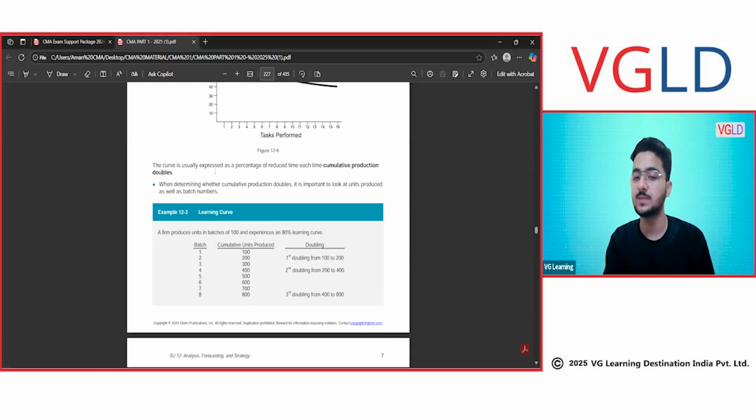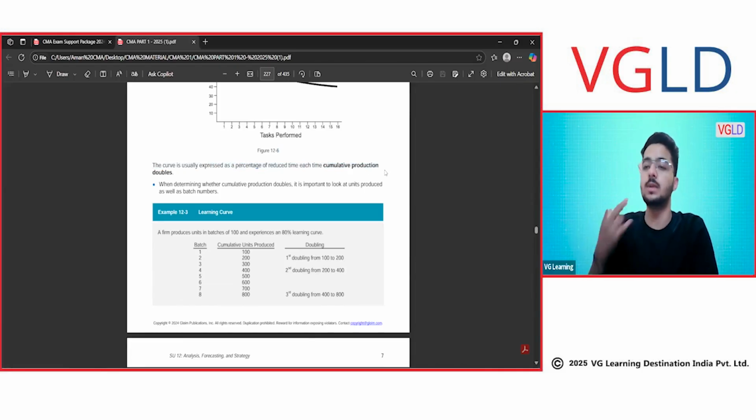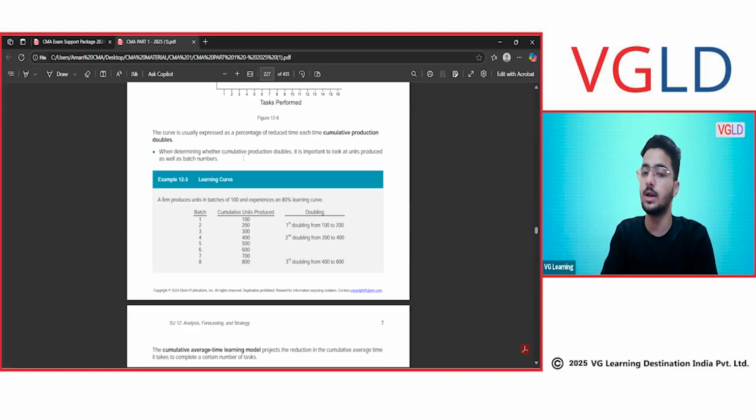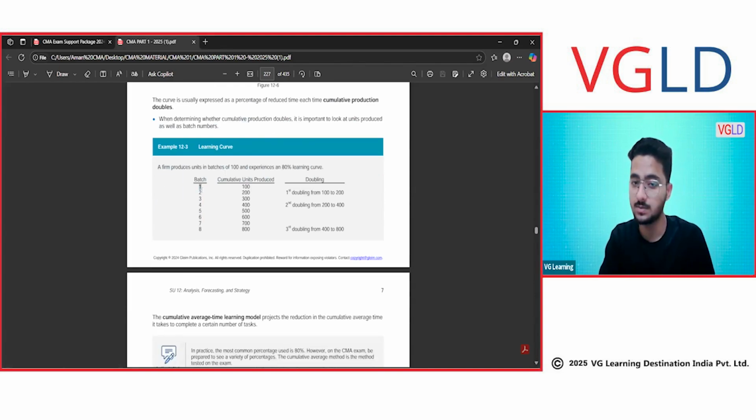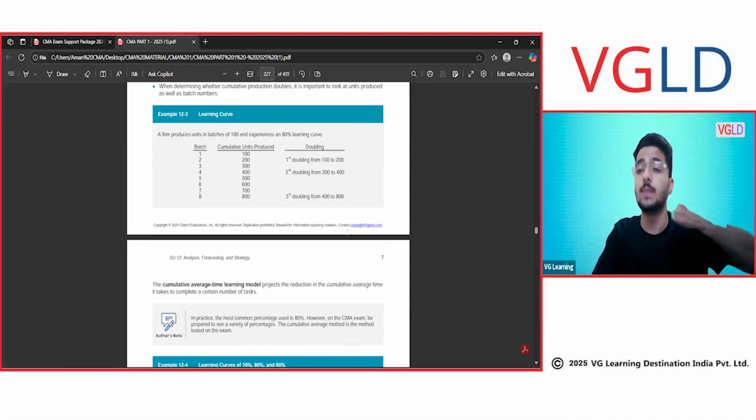So the curve is usually expressed as a percentage of reduced time each time cumulative production doubles. Whenever the production doubles, you gain experience and your time period reduces. So when determining whether the cumulative production doubles, it is important to look at units produced as well as batch numbers. So see here, start from first batch, 100 units. Second batch, 200 units. We don't consider third batch. We directly consider the fourth batch. So 200 to 400 units. Then we don't consider 5, 6, 7. We directly consider 8th batch. That's 800 units. That's what's cumulative double.